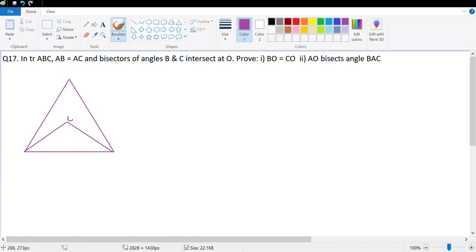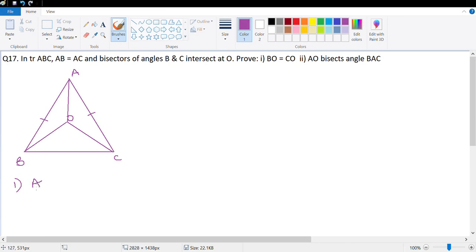So this is point O, this is A, B and C. It's given that AB is equal to AC and these are angle bisectors. Prove BO is equal to CO and prove AO bisects angle BAC. Okay, let's just write down what we already know.